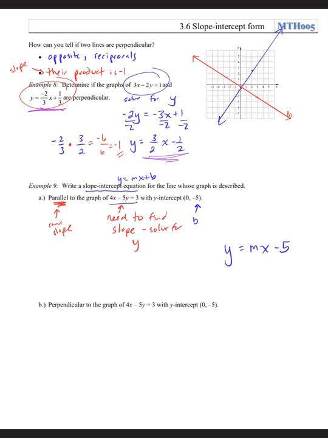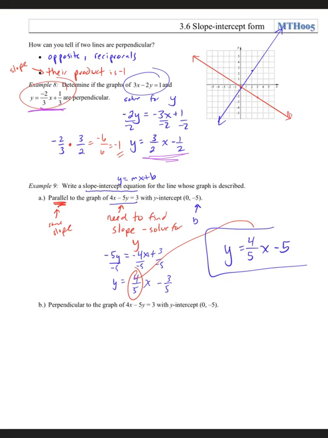So let's see, to solve this, we'd subtract 4x. We get negative 5y equals negative 4x plus 3. Divide everything by negative 5. We get y equals a positive 4/5 x minus 3/5. So we need that same slope of 4/5. And we want to put that in for our m here. So instead of m, we are going to write 4/5 x minus 5, because that's what we want our y-intercept to be.